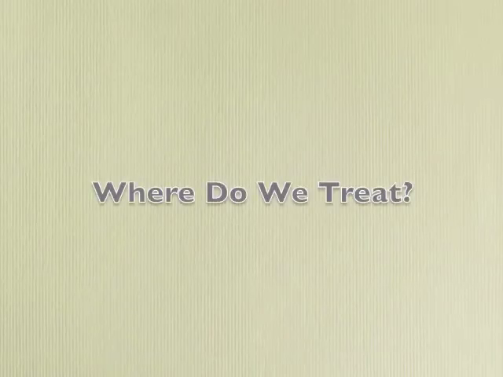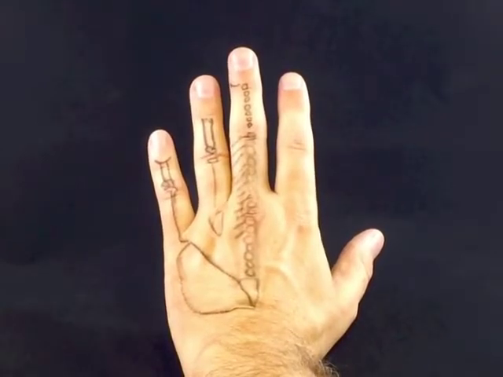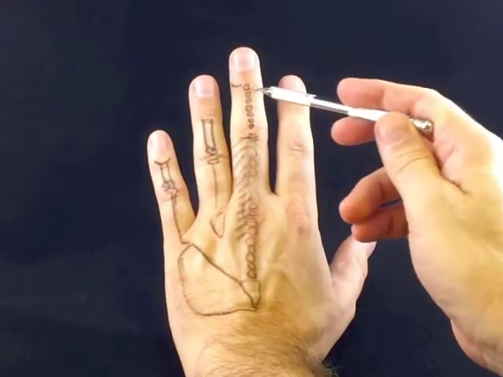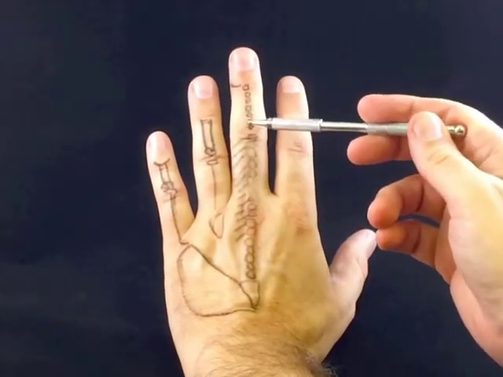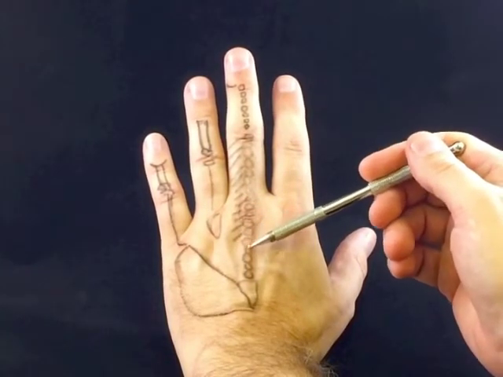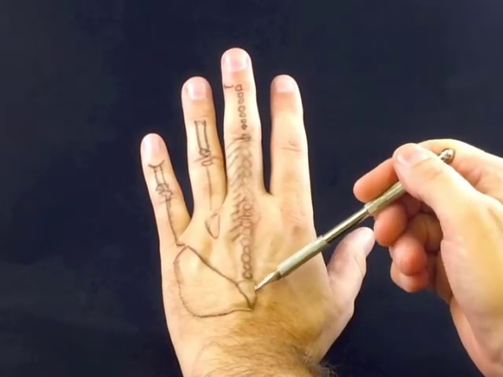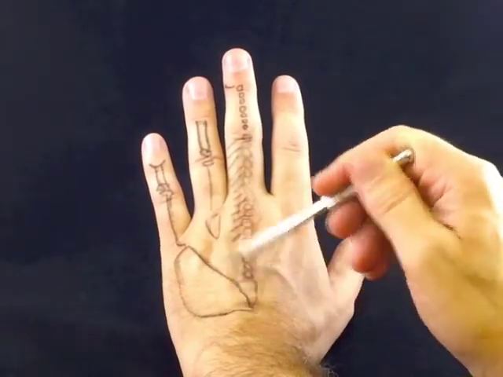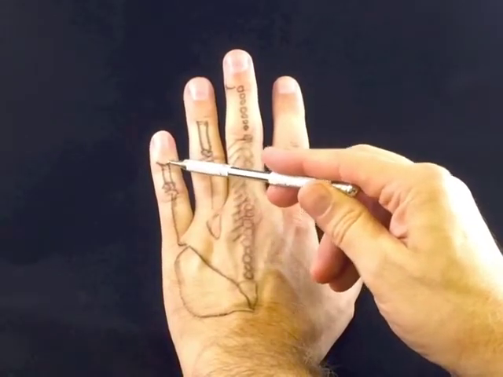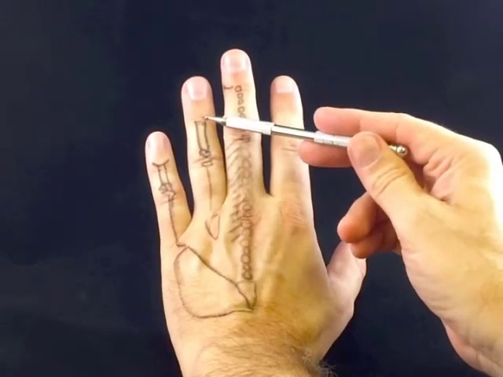So where do we treat? Here we have the back of the hand representing the back of the body, with the back of the head in the middle finger, the neck, the upper back with ribs, the mid-back, the lumbar region, more specifically lumbar vertebrae, sacrum, pelvis, the hip, the knee, and the ankle. This is the shoulder, this is the elbow, and the wrist.